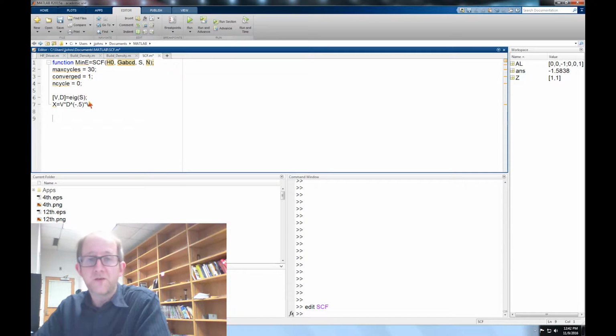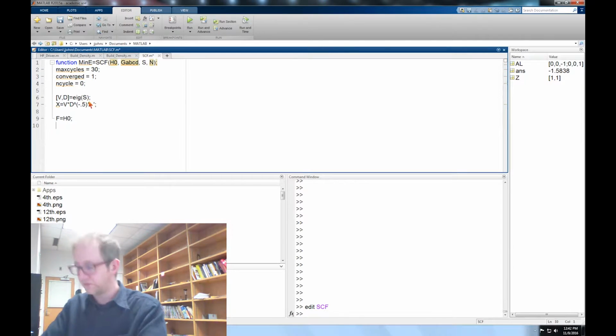As a first guess, we're going to solve the one electron Hamiltonian and use its eigenvalues and eigenvectors as our starting point to build the electron-electron repulsion, the Coulomb and exchange operators, and then to start our actual Hartree-Fock routine. But we need that initial guess, so we're going to start by just saying F equals H naught, just our single electron Hamiltonian.